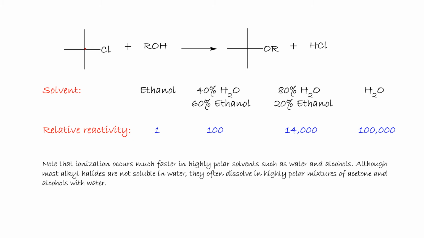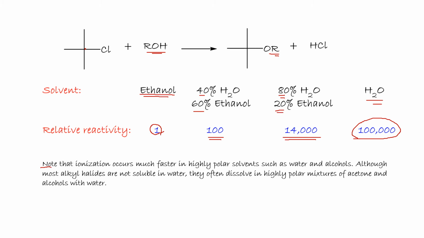Experimentally, you can see tertiary butyl chloride, tertiary butyl bromide reacting with alcohols to form ether. If you run the reaction in just ethanol, the rate of the reaction is 1. Mix it with water, make it 40 to 60, the rate increases. Increase the percent of water to 80 to 20, 14,000. If you just react with water, it's 100,000 times faster to form the alcohol, of course.